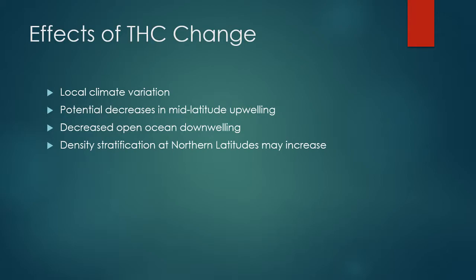And with thermohaline circulation changing and potentially slowing, there would be a density stratification increase at northern latitudes that could occur, which would mean there would be a small barrier between the surface and the deep ocean, preventing this water from mixing and then deep water from forming. So that is a potential positive feedback loop, decreasing deep water formation even more.